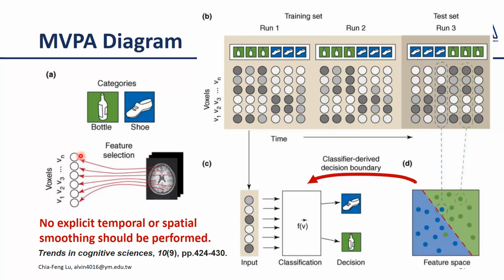We can pick six different regions right here. So V1 for voxel 1, V2, V3, V4, V5, V6. They can come from different brain regions. It's not necessary for them to be within the same neighborhood.